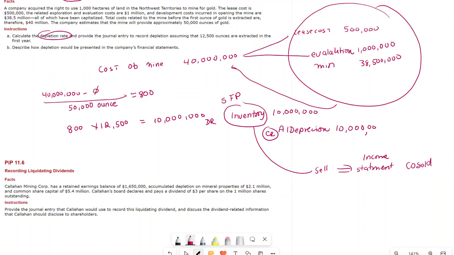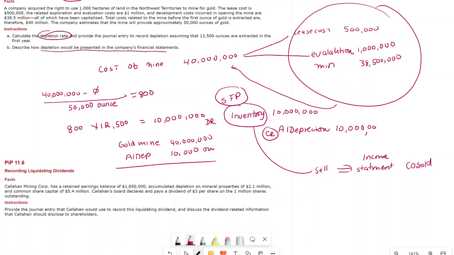This is how we record our depreciation. It says describe how depreciation will be presented on your company's financial statement. If I were to look at it now, I extracted an inventory of $10 million. How should that be looked at on your statement of financial position? You have a gold mine, and the cost of the gold mine was $40 million. And we have an accumulated depreciation of $10 million. So then we have a net book value, or you could say a carrying value, and that will be 30 million. And this will be reported as a non-current asset.